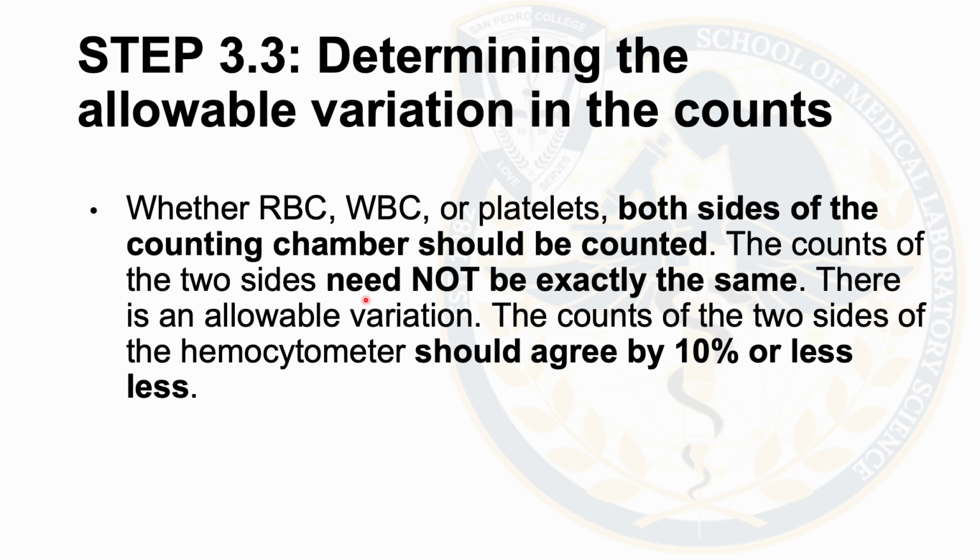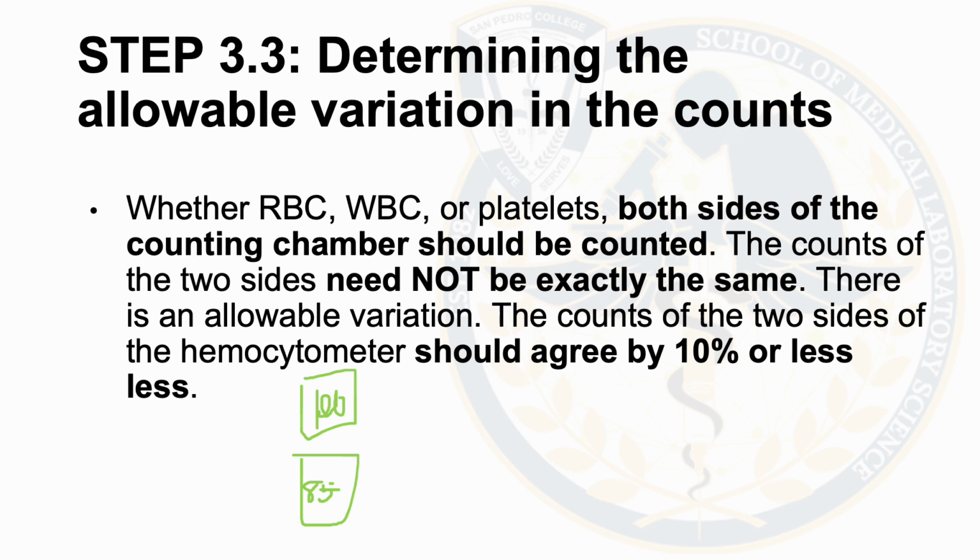So, the counts of the two sides need not be exactly the same. There is an allowable variation. The counts of the two sides of the hemocytometer should agree by 10% or less. So, for example, if sa unang counting chamber, dun sa kabila, and this is the other counting chamber, if naka-count ka ng 100 cells dito, tapos dito sa other counting chamber 85 lang, so, anong gagawin mo?